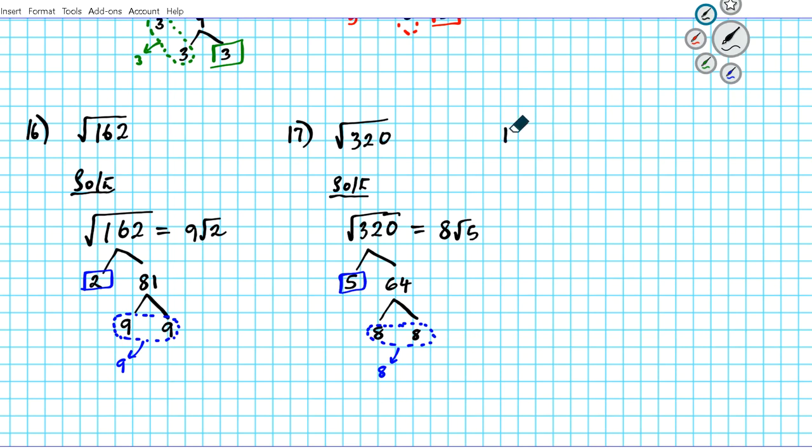Let's take a look at question number 18. For question 18, let's say we want to simplify the square root of 363. Let's do that. So square root of 363, let's break it down. Let's add the digits. 3 plus 3 plus 6 is 12, which is divisible by 3. So we know for sure that 3 goes into 363. All right, if you divide by 3, you have 121.